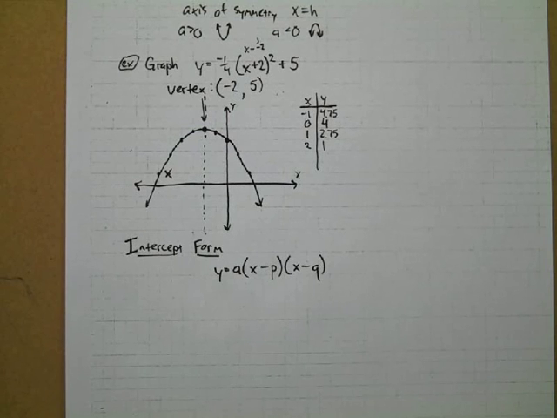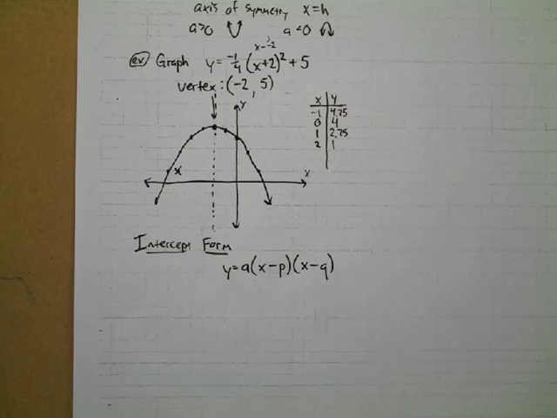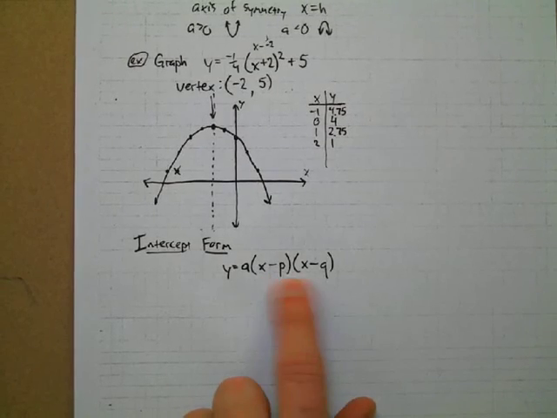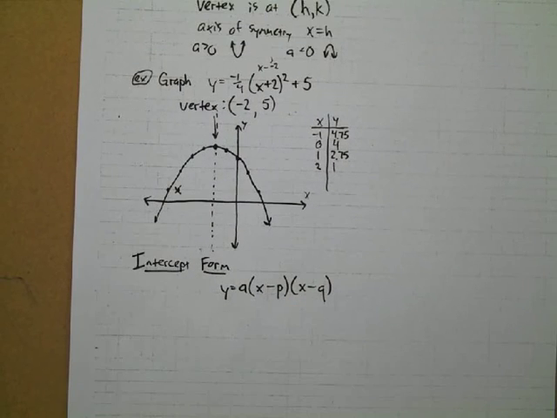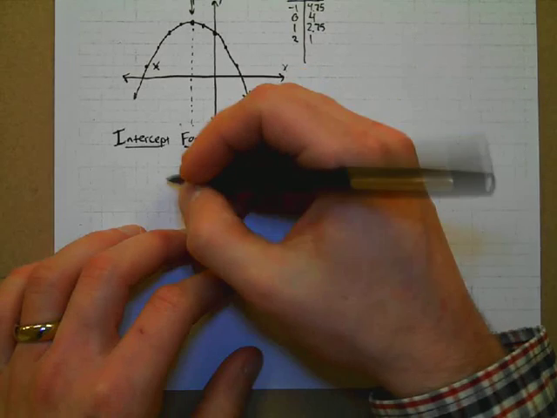Okay, when you have this form, it's called intercept form because you have the x-intercepts. The x-intercepts of your graph are at (p, 0) and (q, 0). So those are 2 points automatically. (p, 0), (q, 0).